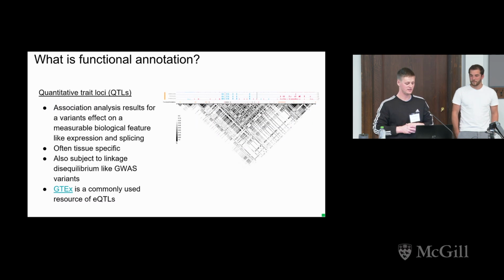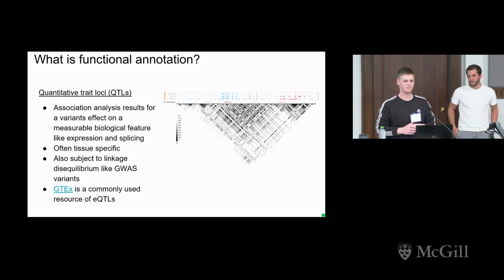And then QTLs is anything that's like a quantitative trait loci, so a SNP that affects something that you could measure, like gene expression or splicing or a specific transcript. And oftentimes this is tissue specific as well, so there's another layer of complication. And something really important to remember about this is, just like GWAS, there's linkage disequilibrium between these variants.